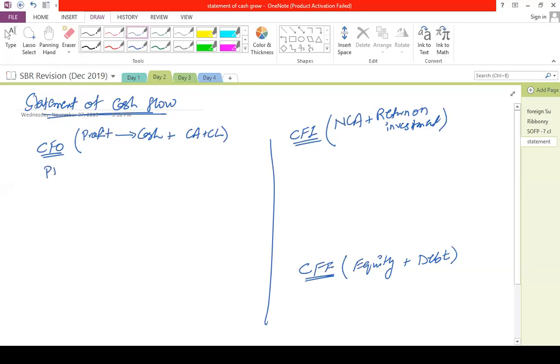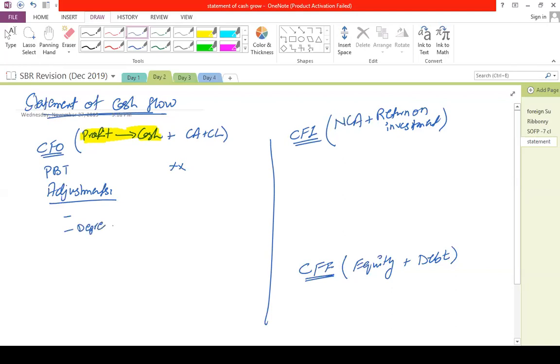Now the cash flow from operating activities starts from the profit before tax. We start from the PBT, and then we record the adjustments into this, adjustments that could convert the profit into the cash. And what is the main difference between the profit and the cash? The main difference is the non-cash items, the non-cash income and non-cash expenses.